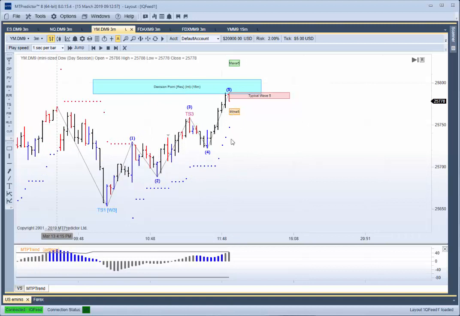So where would the target for this be? Well, off a completed 5-wave sequence, the target would be the DP from the prior wave 4. So I go back to here, place the DP on from here, and this would be your potential target.